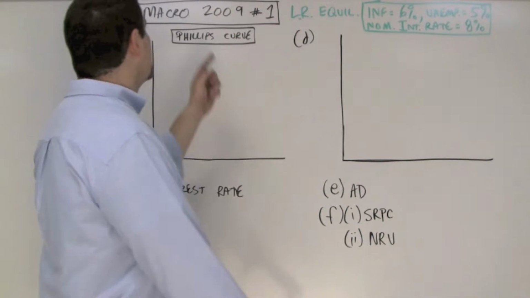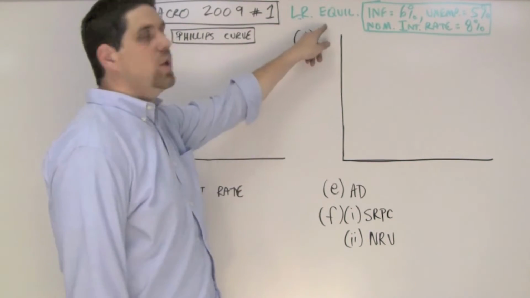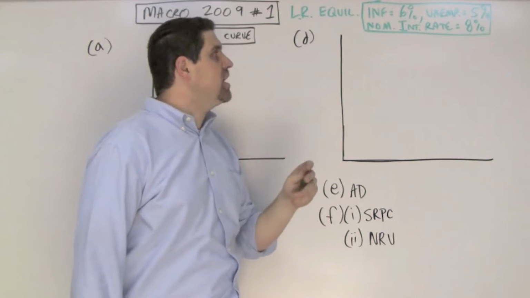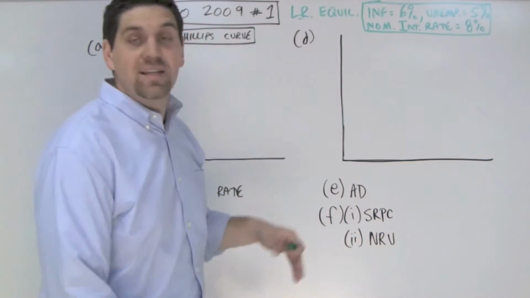Okay, this free response is from 2009, question 1. It starts off by telling you there's an economy, it's in long-run equilibrium. It gives you the inflation rate is 6%, unemployment rate is 5%, and the nominal interest rate is 8%. You're going to need all those things to answer the questions.